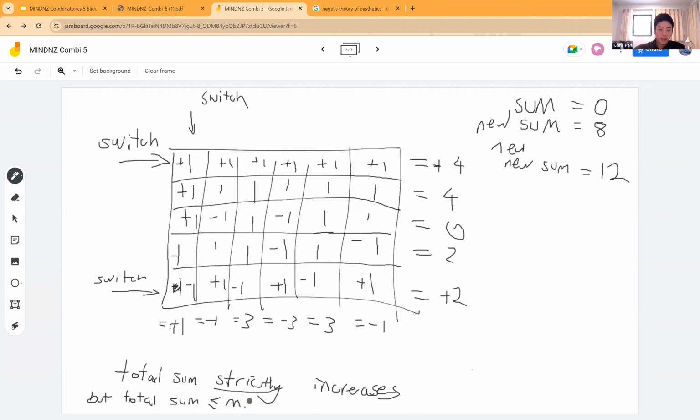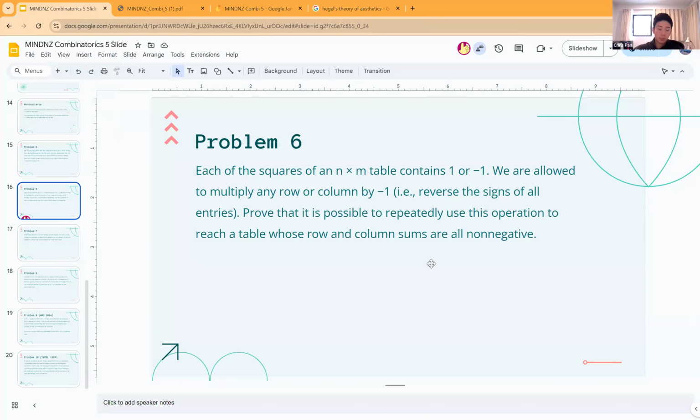Which means at some point we can't select another negative column and switch into a positive column because we can't strictly increase the total sum forever. But if we can't choose a negative column or negative row to increase anymore, that must mean we've run out of negative rows or columns to select. And so once we've run out, that must mean that every row and every column has a non-negative sum, which is precisely what we ended up wanting to have, right?